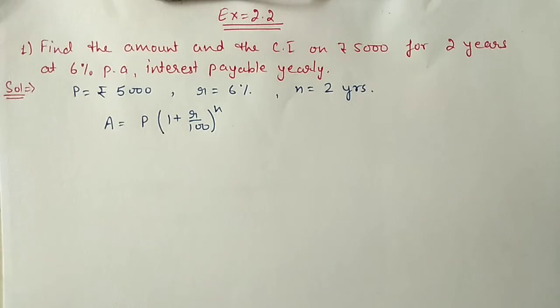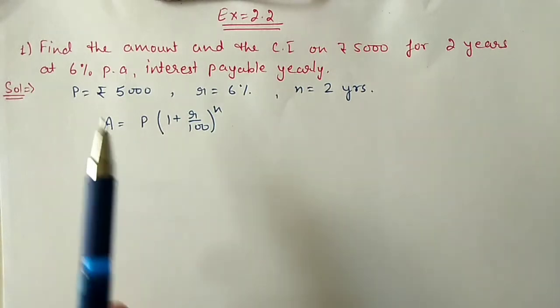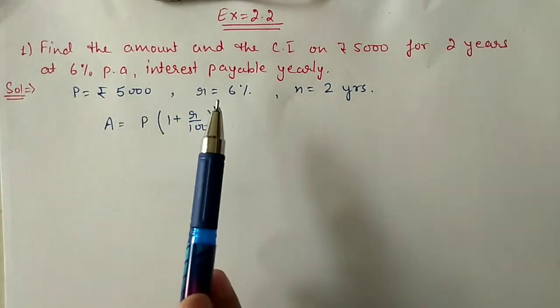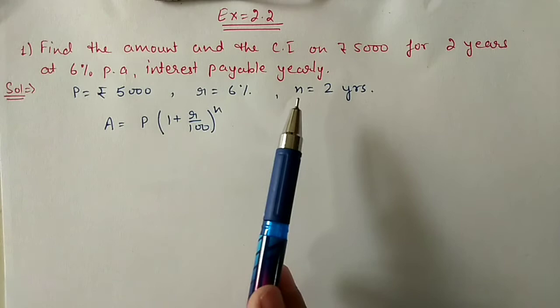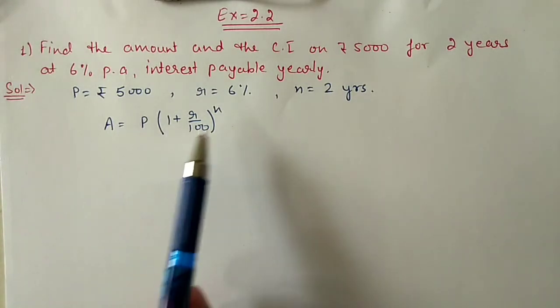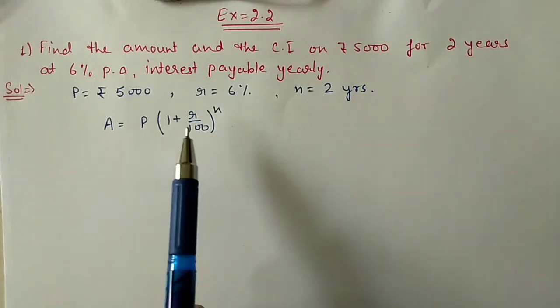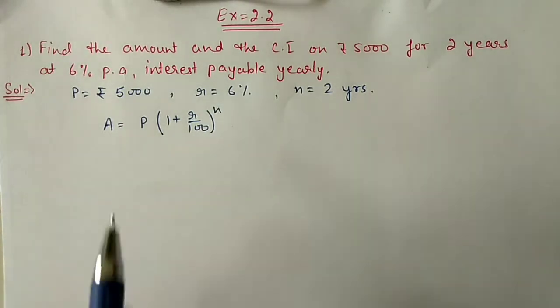Now we will start exercise 2.2, question number 1. Find the amount and compound interest on 5000 rupees for 2 years at 6% per annum interest payable yearly. So here the principal money is given, 5000 rupees, rate of interest is 6%, time is 2 years. We will apply the formula: A is equal to P (1 + R/100)^n. Because it is payable yearly, here 100 will come and here only n will come.